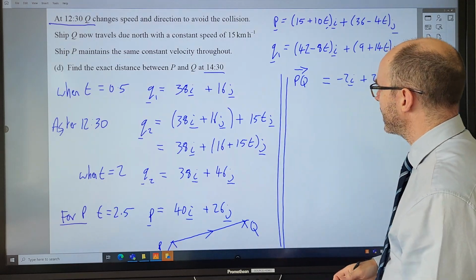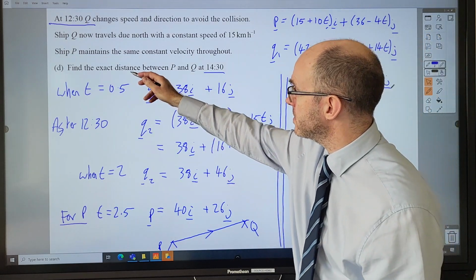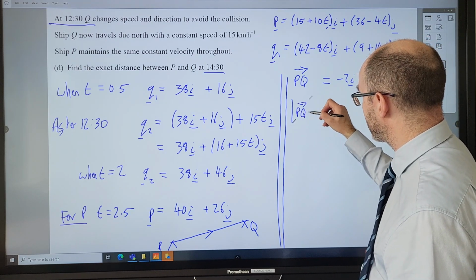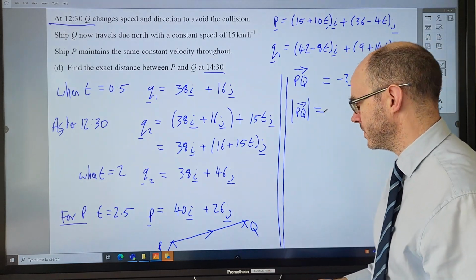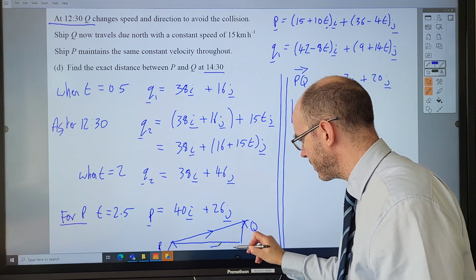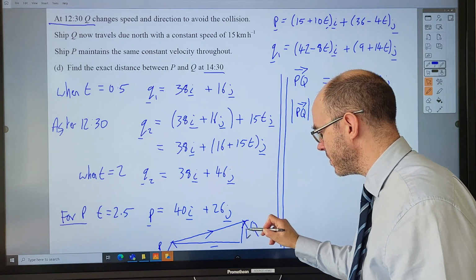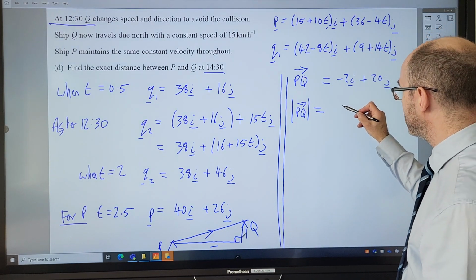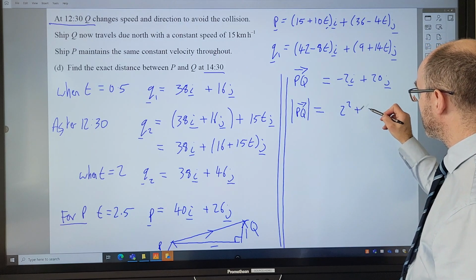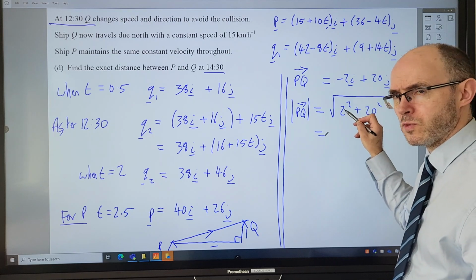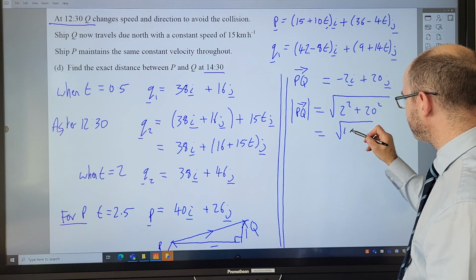whether you're doing P to Q or Q to P. And then what we want to do is find the distance, so that's going to be the magnitude written like this. And for that, of course, you use Pythagoras' theorem. If that's your vector, you've got the horizontal I component and the vertical J component, and you use Pythagoras' theorem to work that out. So 2 squared plus 20 squared, and then square root that. So that's 400 plus 4, root 404.